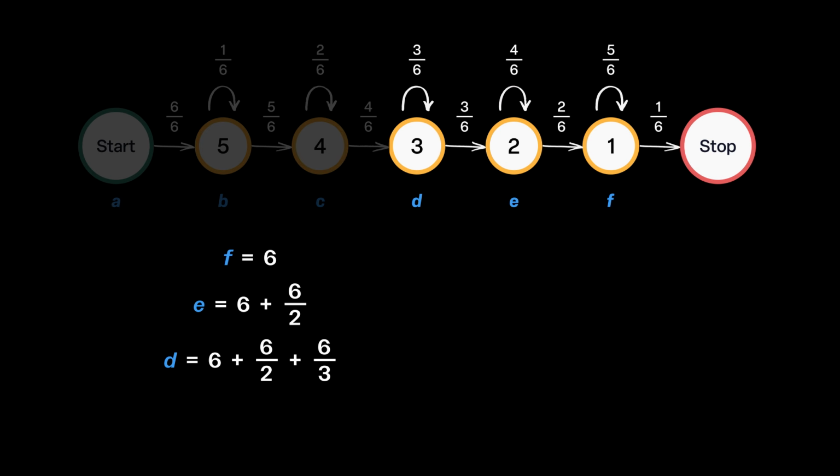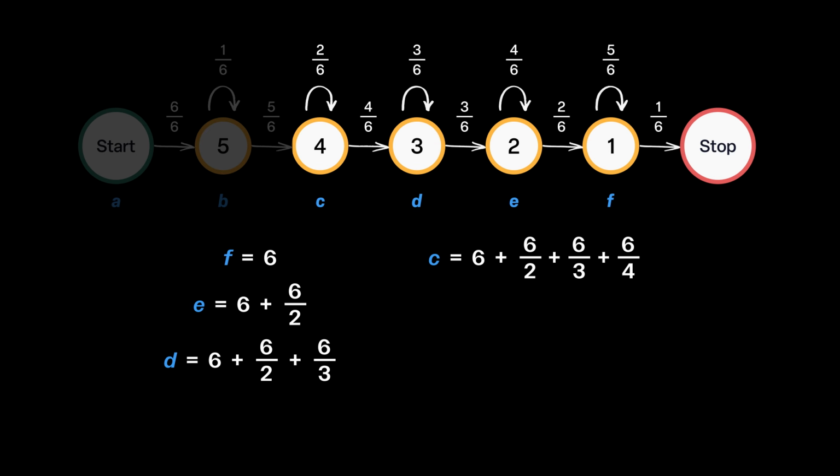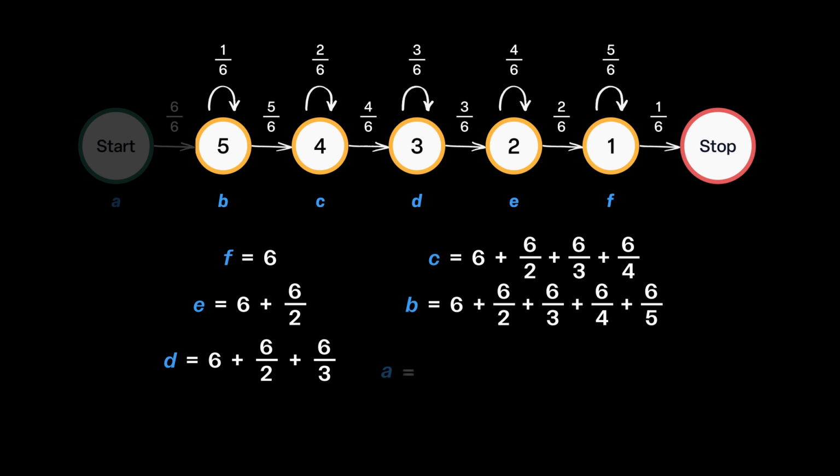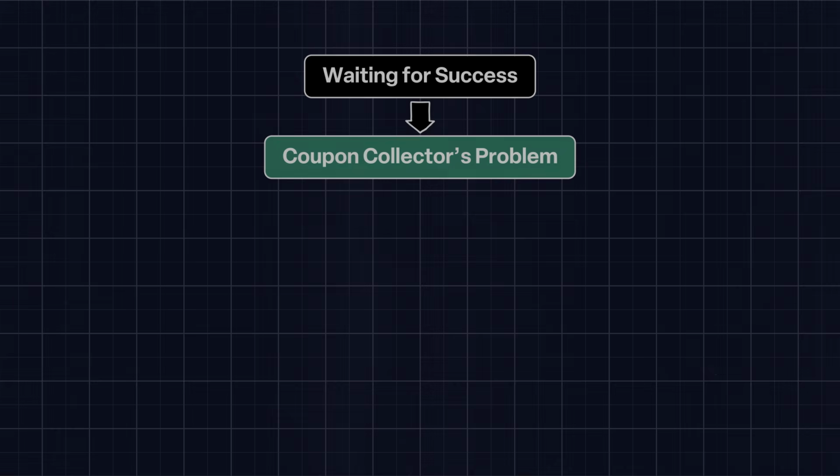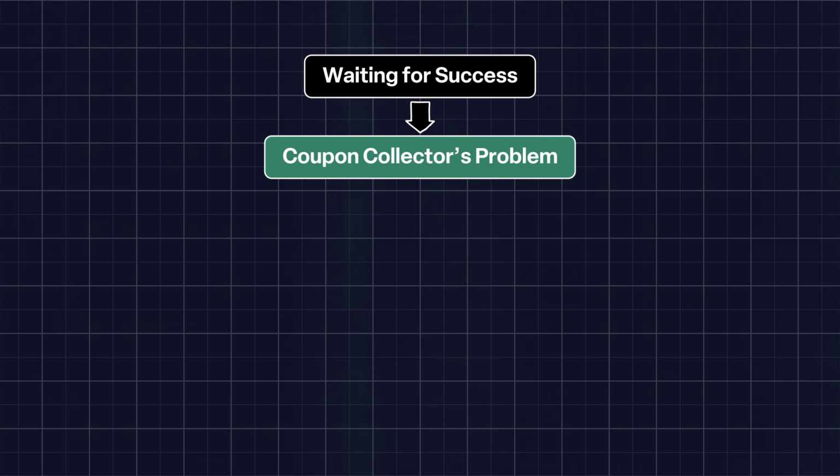By using the same process, we find the value for C and B, finally A. When we compute that final expression, we get 14.7. 14.7 rolls on average. The same method would generalize if we had n things to collect instead of just 6. So far, we've computed the average number of steps.